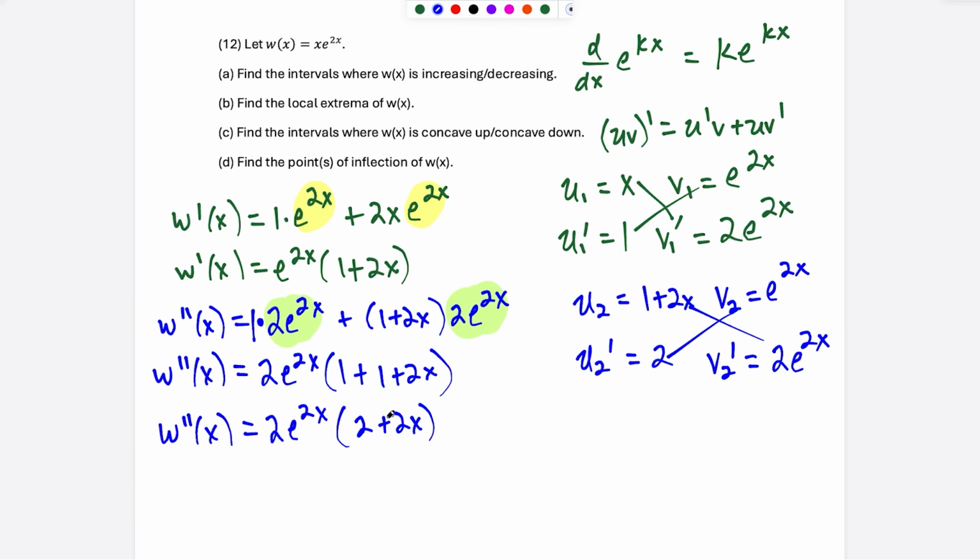Okay, and if I want to factor out another factor of 2, I could bring a 2 out, and that'll bump this up to a 4e^(2x), and then I divide everything by 2, and I get 1 plus x on the inside. So now we're ready to find all the values we need.